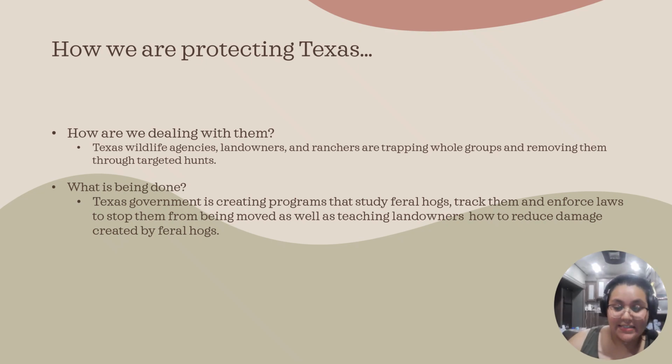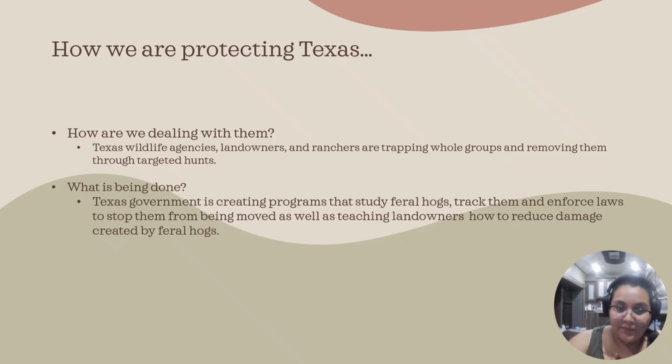How are we protecting Texas? So this is how we're dealing with them. Texas wildlife agencies, landowners, and ranchers are trapping whole groups and removing them through targeted hunts. Sometimes they can even get permits to hunt them, like aerial hunting where they fly in helicopters and hunt like that, which is kind of cool.